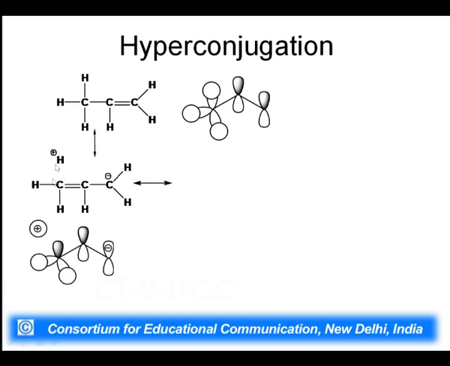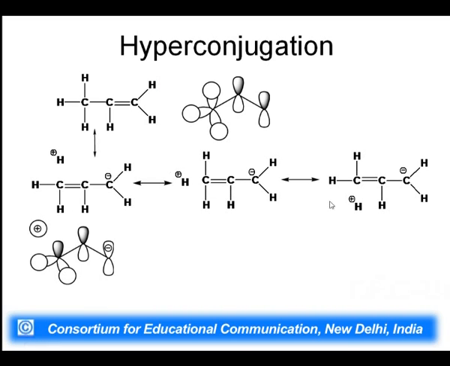This sigma-pi overlap may happen in propene three times: one with this hydrogen, the other with this hydrogen, and the third with this hydrogen. So, these three separate structures are formed besides the normal structure of propene, and they give the carbon-carbon single bond which was present here a partial double bond character, which is explained on the basis of bond length, and we will come to that.